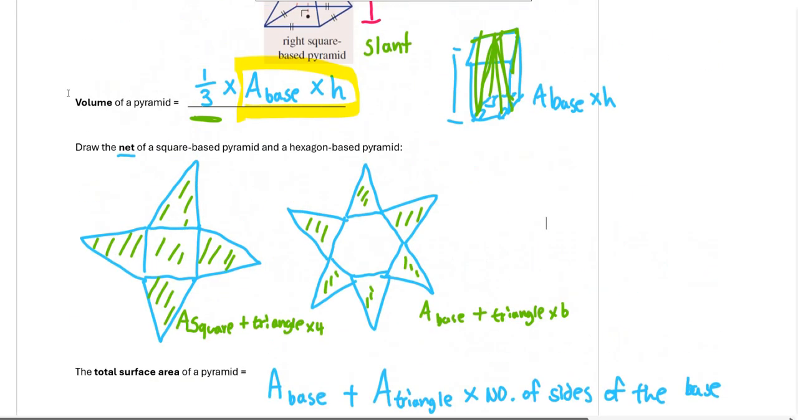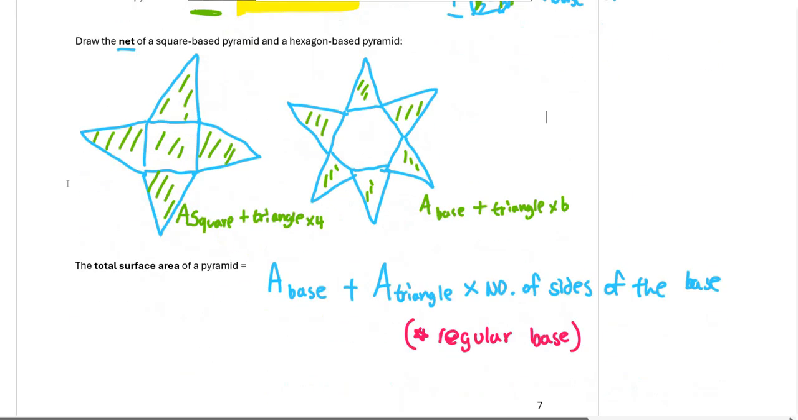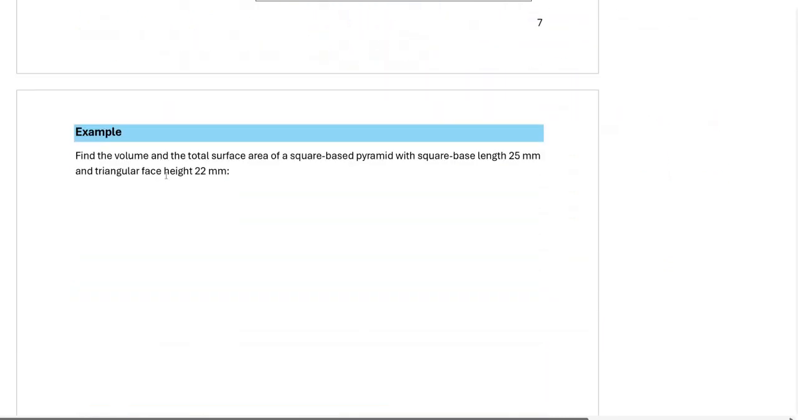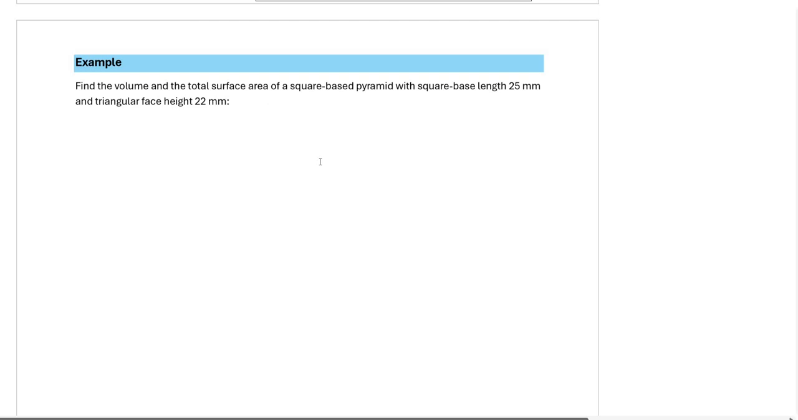So now that we found how to find the volume of a pyramid and the total surface area of a pyramid, I'm gonna get you to pause the video again, have a go at this task, and then come back to the video to see how you went. Pause now. Alright, now that you're back, let's do this together.